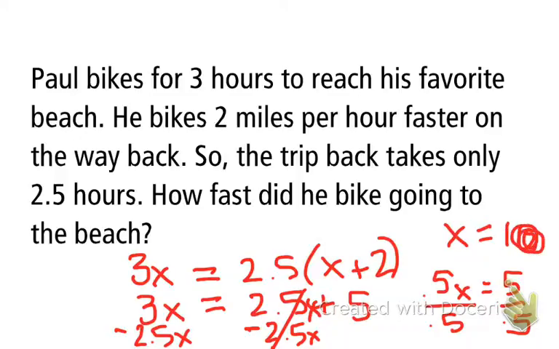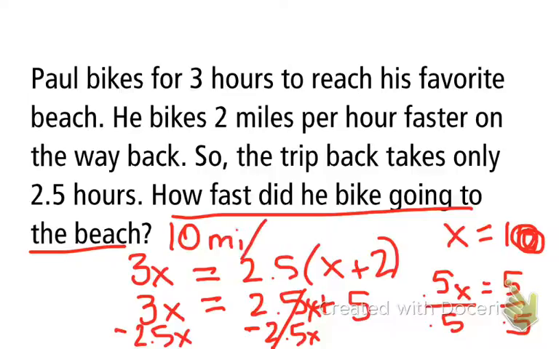Now this 10 is equal to my miles per hour. He traveled 10 miles per hour. So how fast did he bike going to the beach? The answer is 10 miles per hour. Okay? Now how do we check our work?